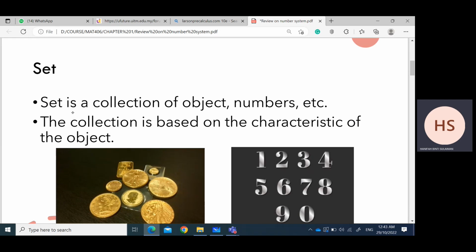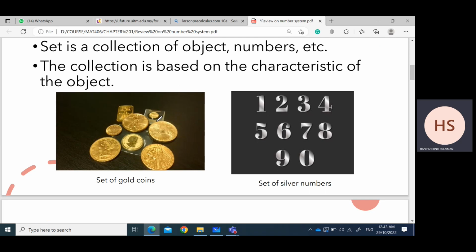Okay, so as you know, a set is a collection of objects, numbers, and others. The collection is based on the characteristic of the objects. For example, we have a set of gold coins. This collection only consists of gold coins. The other one here is a set of silver numbers. As you can see, this is a group of silver numbers, which means this group only has silver numbers. Maknanya dia tak ada benda lain selain daripada nombor-nombor yang berwarna silver. Okay, so that is the definition of a set.